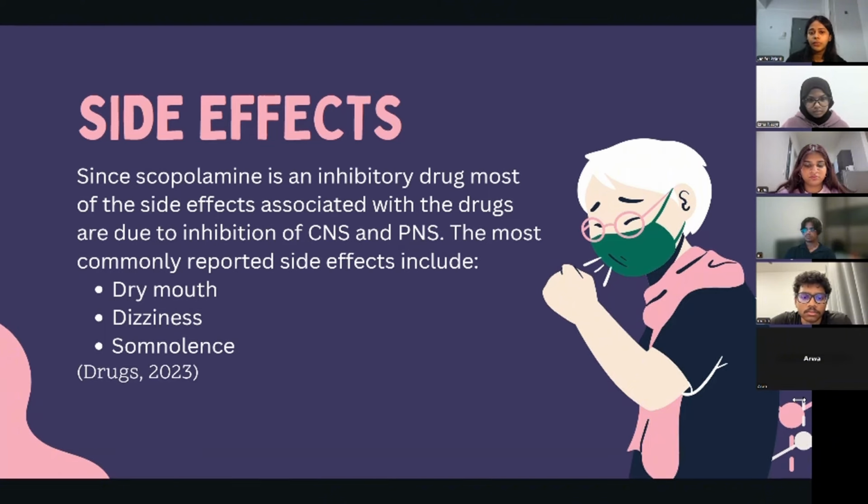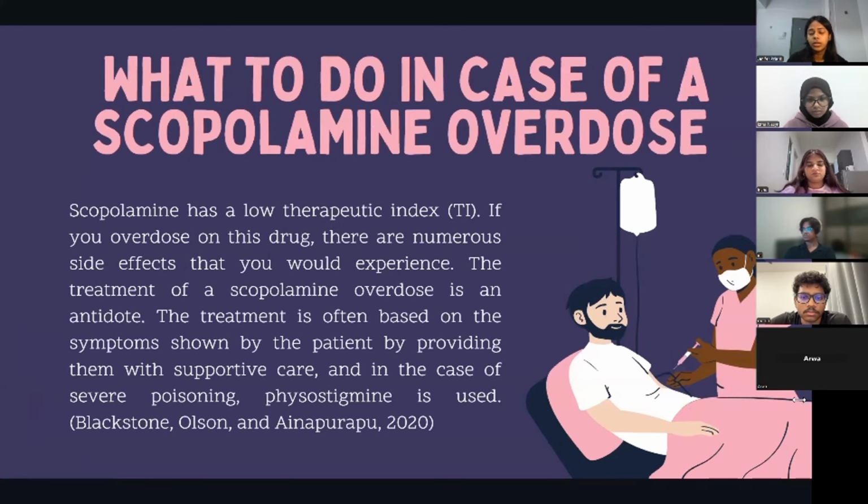Now, what do we do if there's an overdose of this drug? If you overdose on this drug, there are numerous side effects that you would experience. Some of them are anxiety, loss of consciousness, seizures, pounding in the ears, and painful urination.